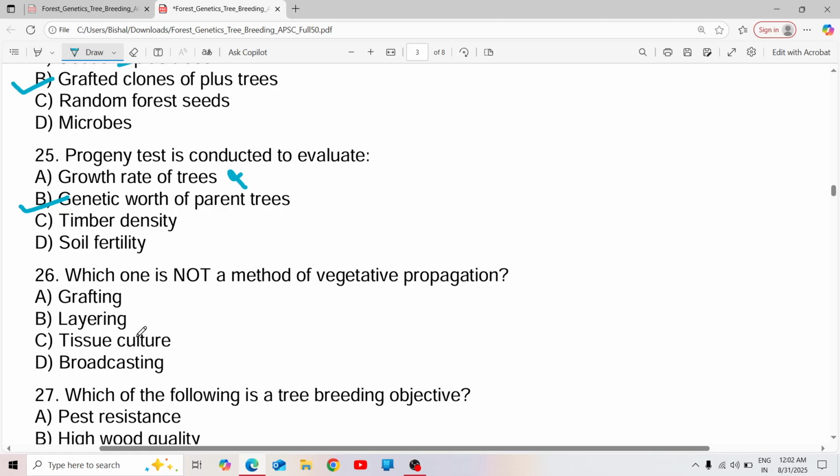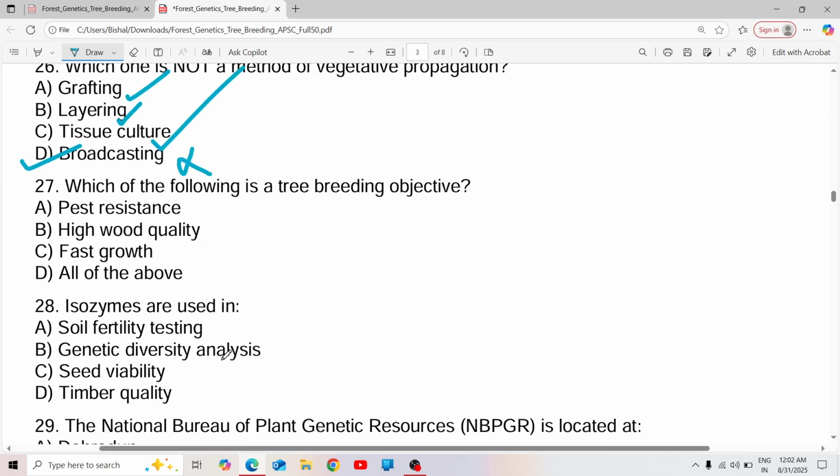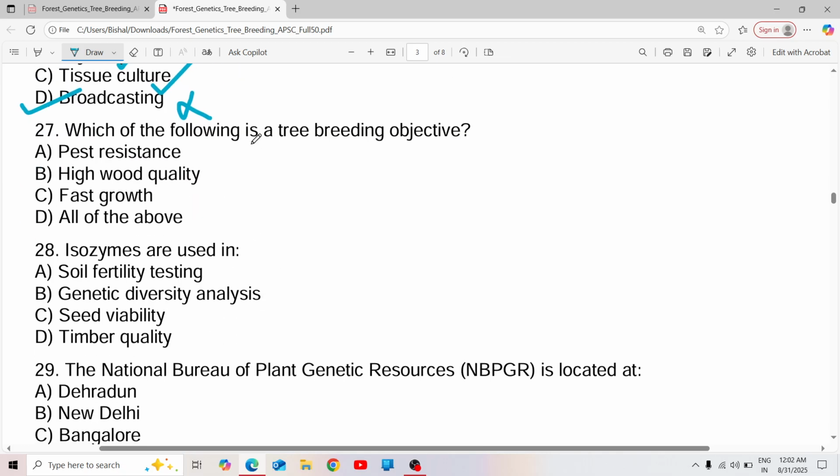Question number 26. Which one is not a method of vegetative propagation? Grafting is correct, layering is also correct, tissue culture is also correct, but broadcasting is not a method. So this is correct. Question number 27. Which of the following is a tree breeding objective? Pest resistance, high wood quality, fast growth. So all of the above is correct.